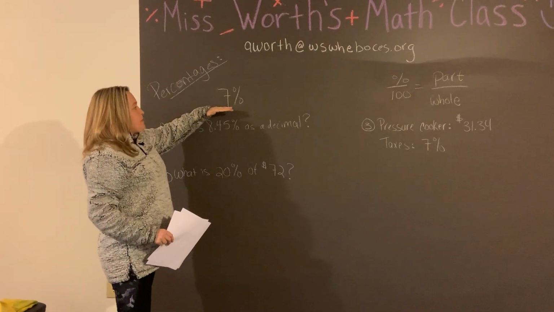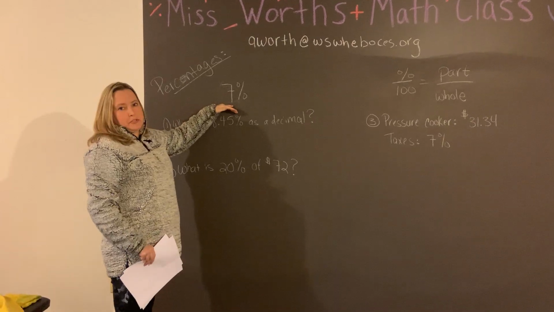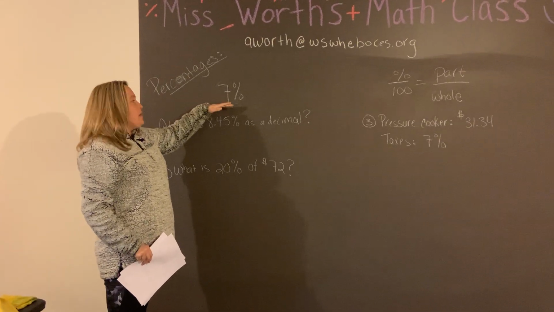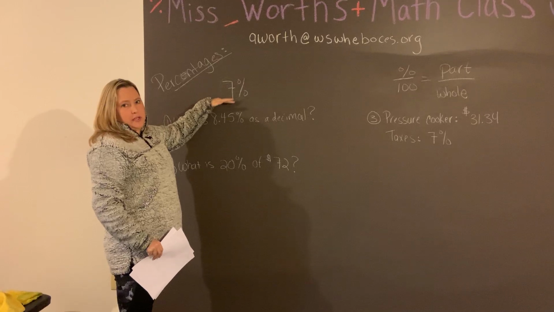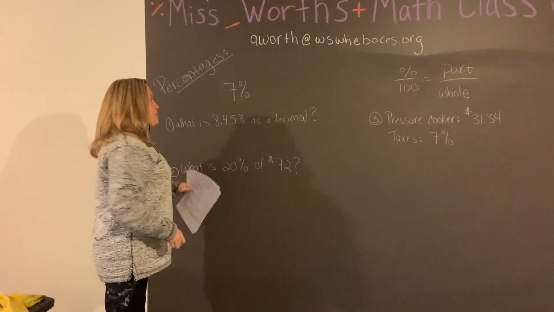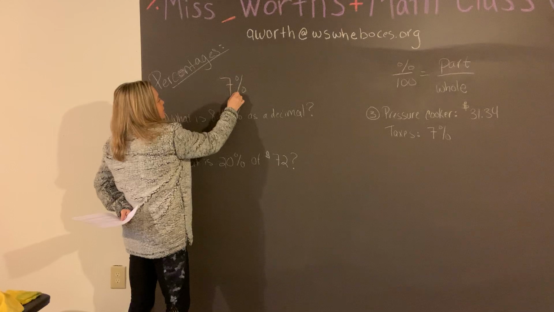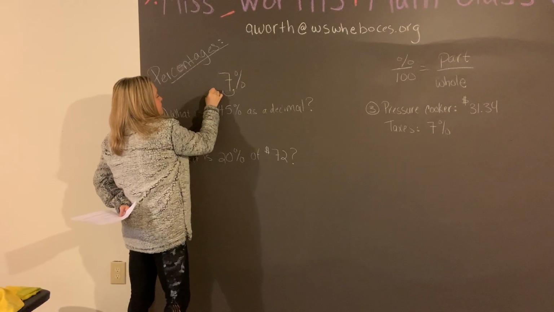Whenever you need to find a percent of a number, say 7%, which is our sales tax in New York State, you're going to change that percent to a decimal. To change that to a decimal, we go to the left, to the left.